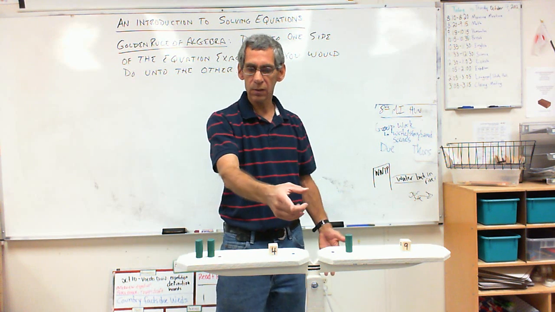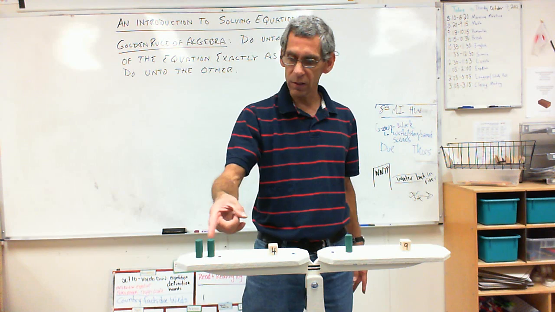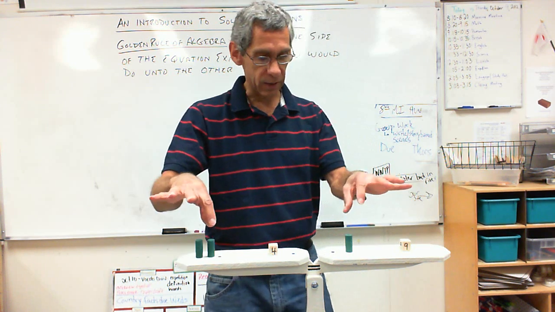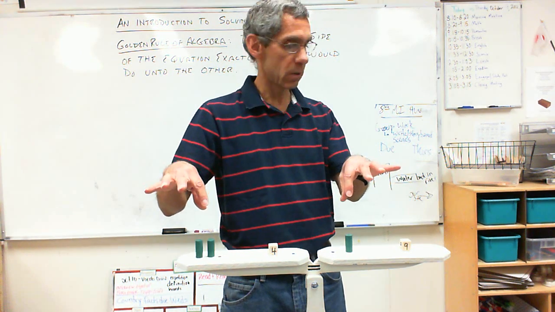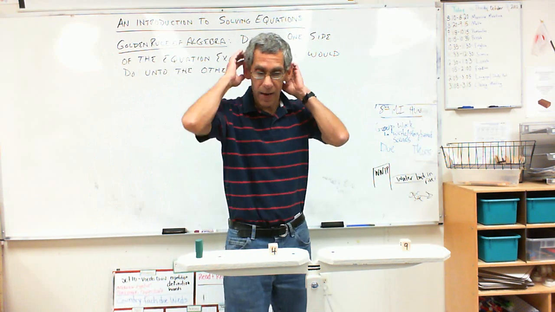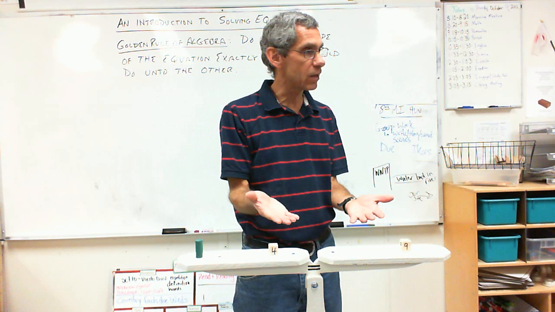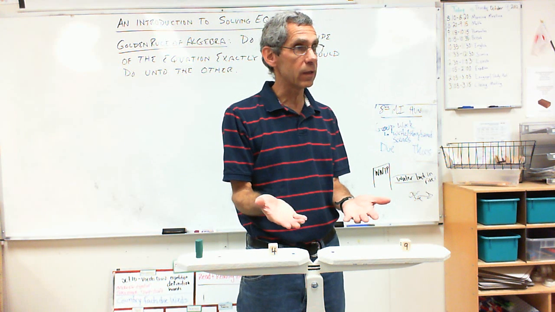Oh, wait a minute. There's another. On this side there's an x, and on this side there are a couple x's. I could take an x from each side again. Do you agree with me? Yes. Okay, here we go. And it's still in balance. Oh my gosh, that's amazing. So suddenly I have this equation that is a lot easier for me to figure out really quickly, right?